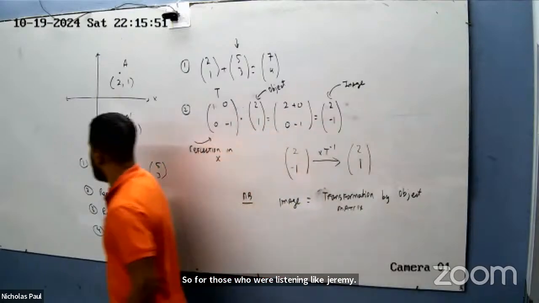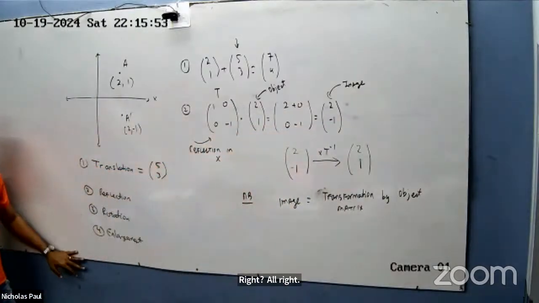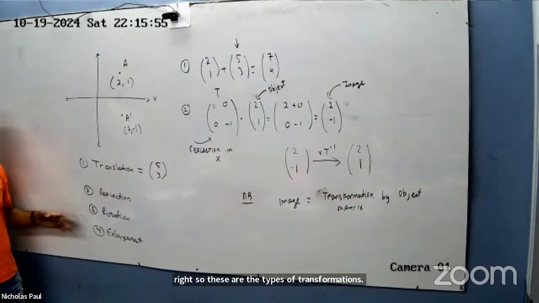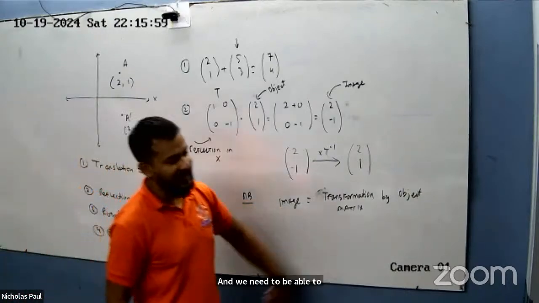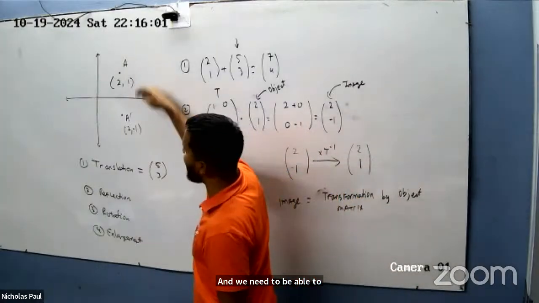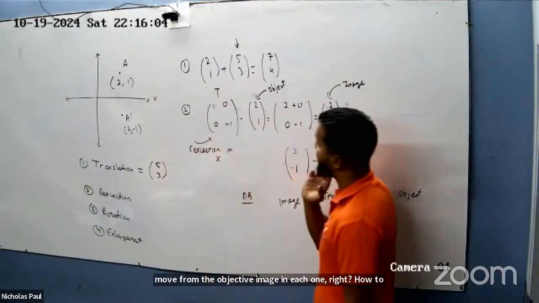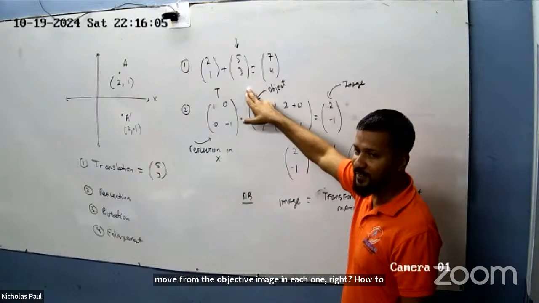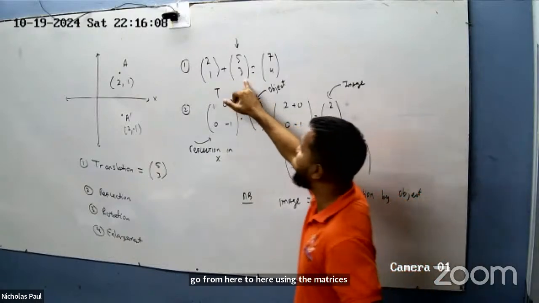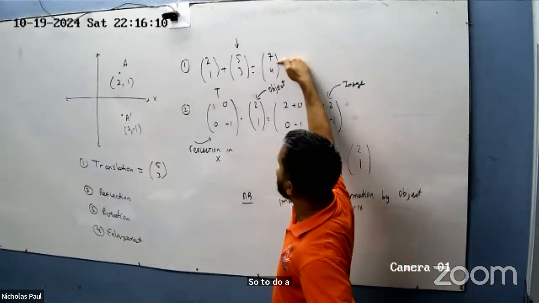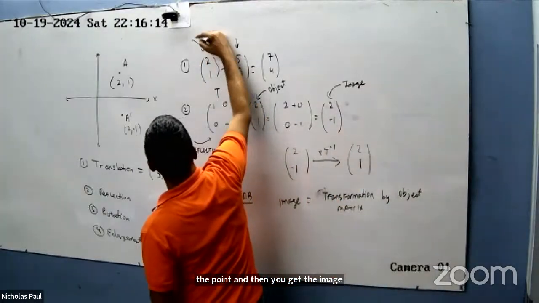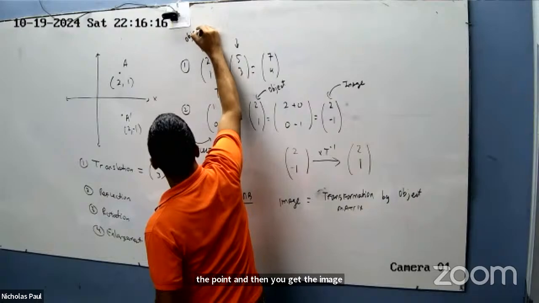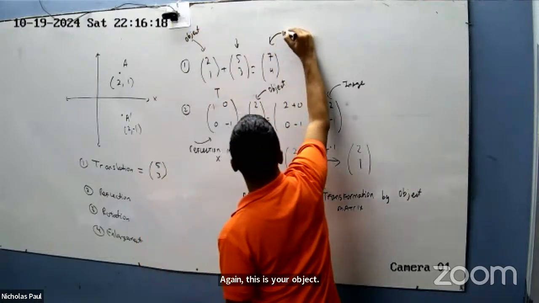All right. So these are the types of transformations, and we need to be able to go from the object to the image in each one. How to go from here to here using the matrices. To do a translation is easy: you add the translation to the point, and then you get the image. Again, this is your object, and there's the image.